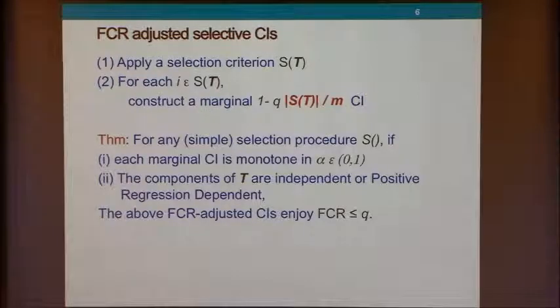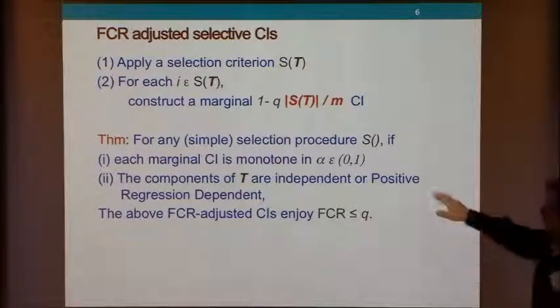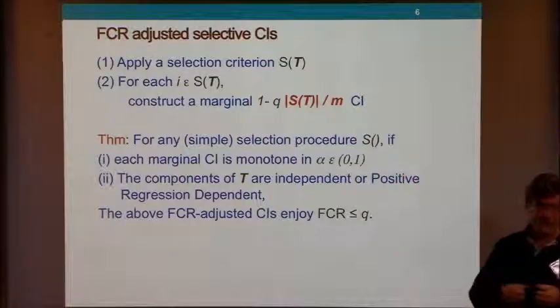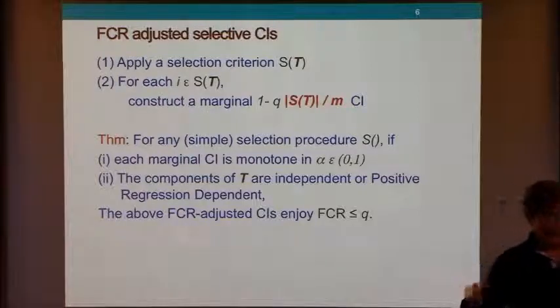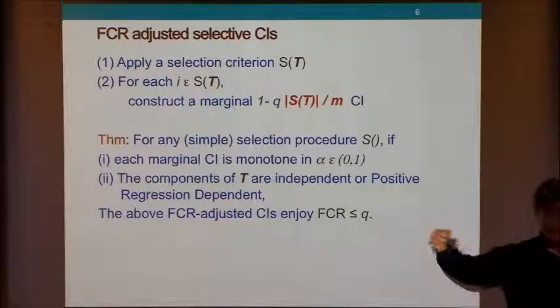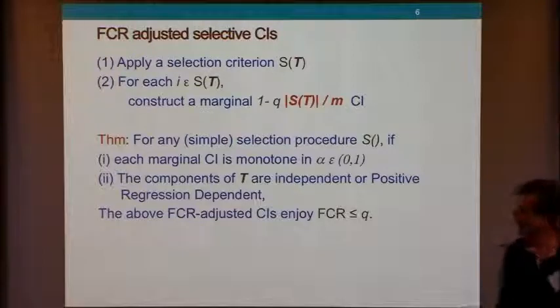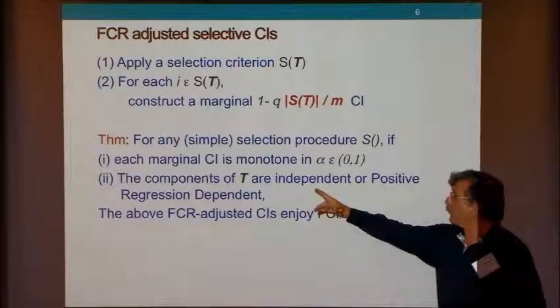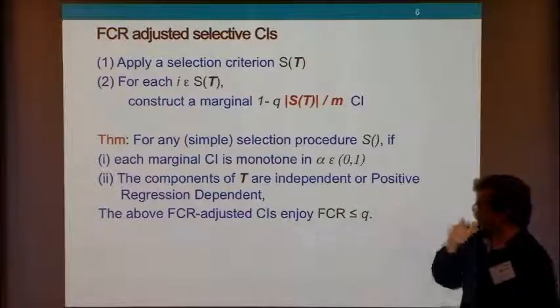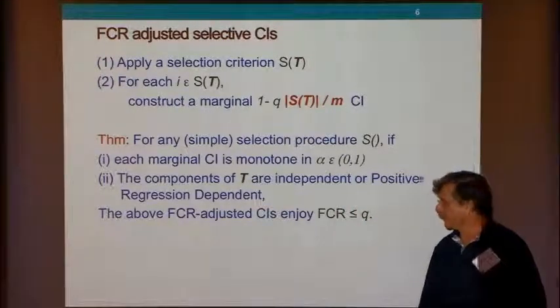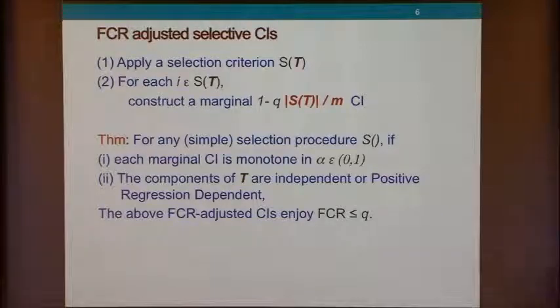And the theorem states that for any simple selection procedure S, if each marginal confidence interval is monotone in alpha, that is, if I take 0.05, a 95% level marginal confidence interval, it will be shorter than the 99%. It will be shorter, a very natural condition. And if the components of the test estimators T are independent or positive regression dependent, then the above FCR-adjusted CI enjoys that FCR is less than or equal to q.